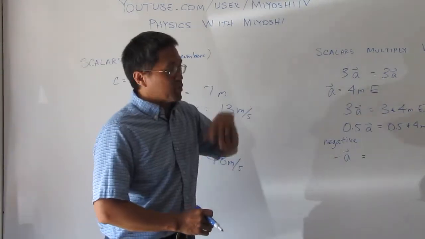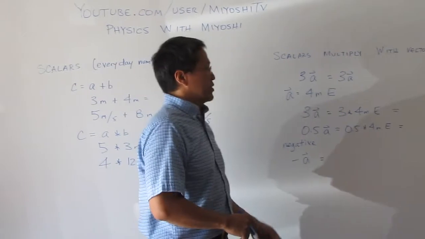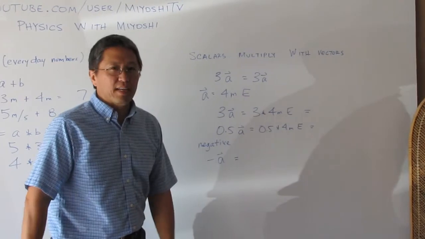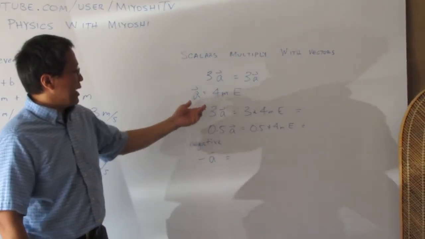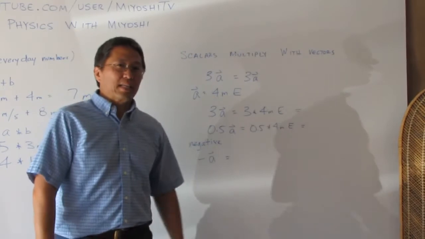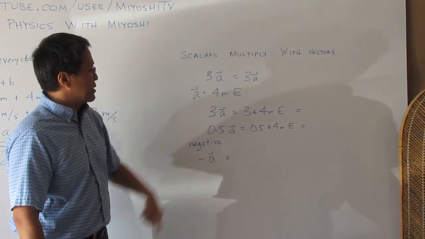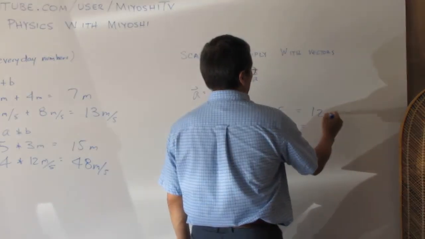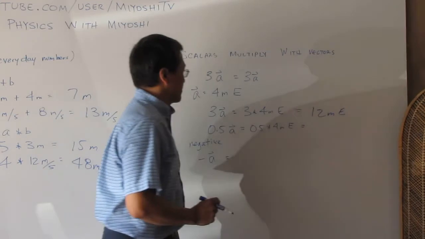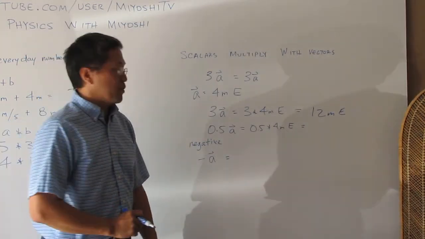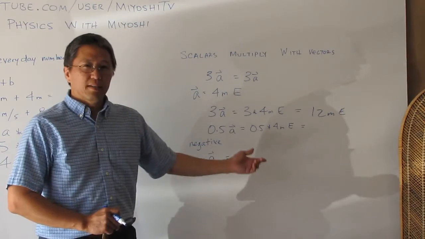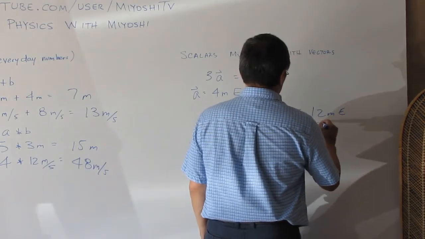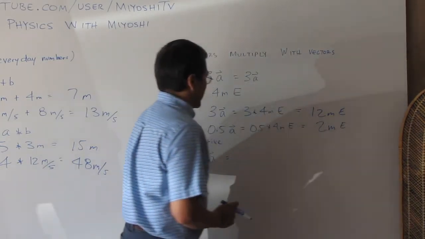Okay? And the same thing is true when we multiply vectors with scalars. If I have 3 times the vector A, it is just 3 times the vector A. So if I have a vector A that is 4 meters in the east direction, then 3 times A is 3 times 4 meters in the east direction, which is, as you would expect, 12 meters east. Or if I have something like 0.5 times A, it would be 0.5 times 4 meters, again in the east direction, which would be, in this case, 2 meters east.